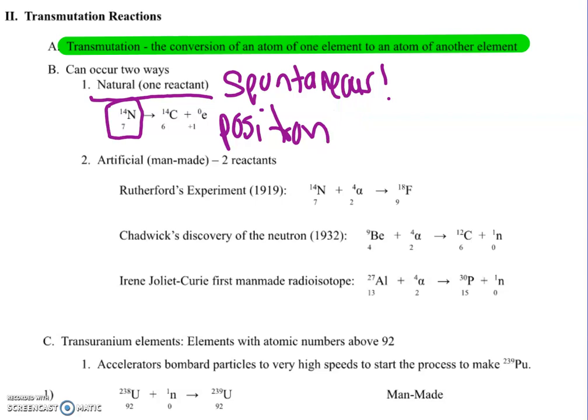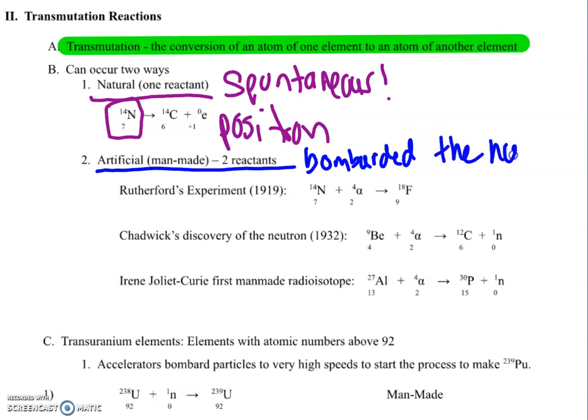There's a second way, and that is called artificial, or man-made. There will be 2 reactants. That means that some human has bombarded the nucleus with a particle, usually an alpha particle. So here's what Rutherford did. Rutherford took nitrogen-14, shot an alpha particle at it, and got fluorine.